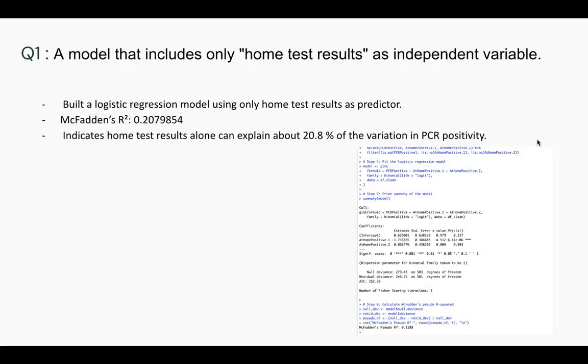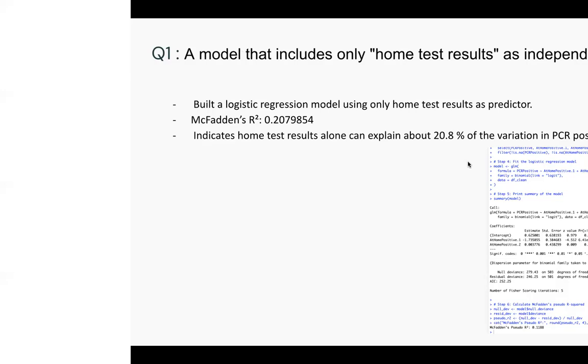So for the first model that we have today, which is question 1, we will be creating a model that includes only home test results as the independent variable. For this, we are asked to build a logistic regression model that predicts whether someone tested positive on a PCR COVID test based solely on their home test results, which can be positive or negative. And then we will be calculating the McFadden R-squared here, which I was able to calculate. So first we'll go ahead and go to our code here.